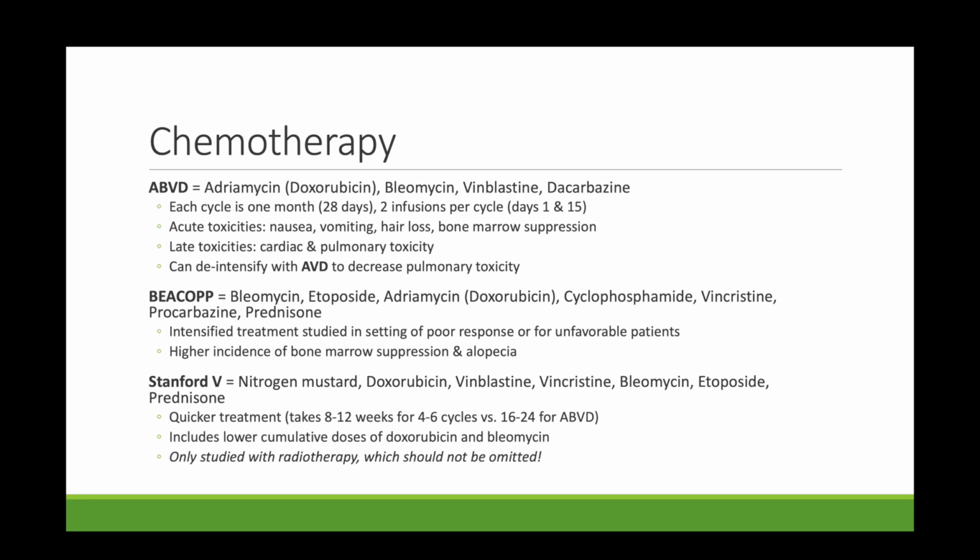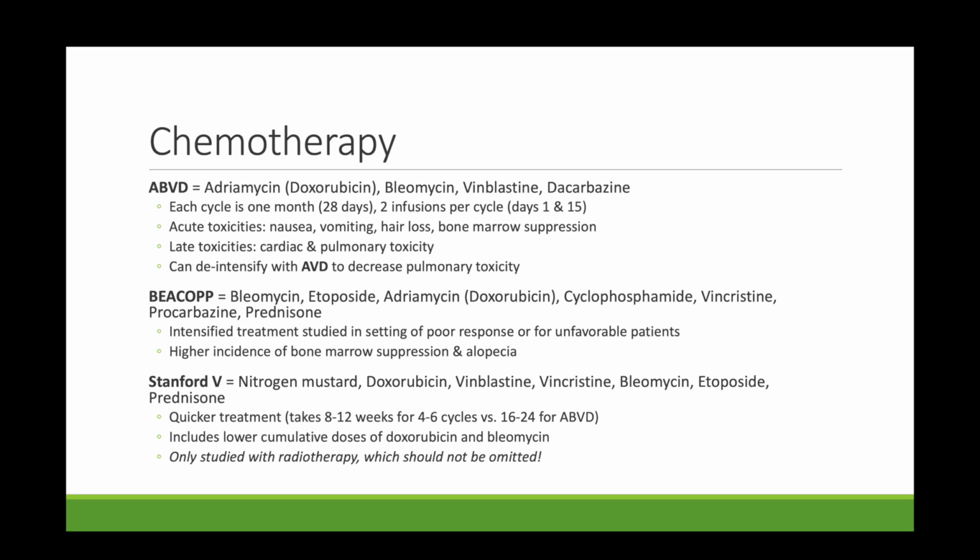And then an older study used the Stanford 5 regimen, which has nitrogen mustard, doxorubicin, vinblastine, vincristine, bleomycin, etoposide, and prednisone. And this is a quicker treatment because it takes only 8 to 12 weeks to deliver 4 to 6 cycles versus ABVD, which took 16 to 24 cycles. It does include lower cumulative doses of doxorubicin and bleomycin, but the Stanford 5 regimen has only been studied in studies that utilized radiotherapy. And so radiotherapy really should not be omitted if the Stanford 5 regimen is used.